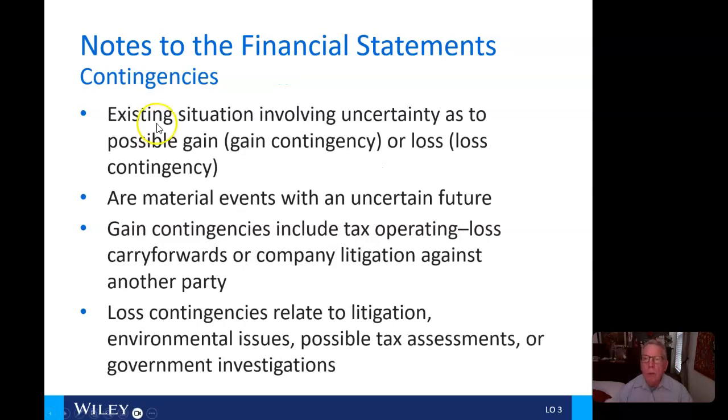Okay, so we also have contingencies, existing situations involving uncertainty. That can be a possible gain or a possible loss, and is it material? Events with an uncertain future. Gain contingencies would include tax operating loss carry forwards or especially company litigation against another party. Loss contingencies relate to litigation, environmental issues, possible tax assessments, or government investigations.